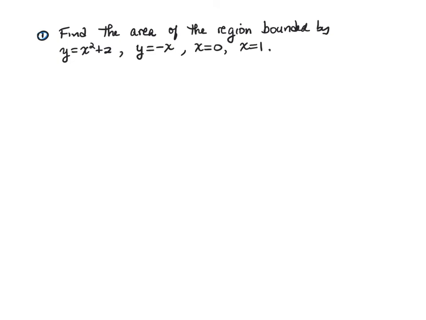Find the area of the region bounded by y equals x squared plus 2, y equals the opposite of x, x equals 0, and x equals 1. So the first thing we must do is sketch the region. There is no other way. We must have a picture. So let's sketch it quickly. And these functions are pretty easy to sketch. They don't have to be accurate.